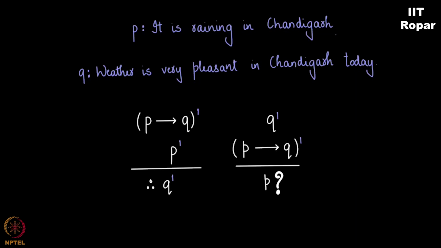Absolutely not. That is because whenever the weather is pleasant, I never told you that pleasant weather means that day there was rain, right? I never said that. I only said if it rains on a given day, on a particular day, that day the weather becomes very pleasant. Correct? So this is false. If Q is true, P implies Q is true. Therefore P we cannot conclude.